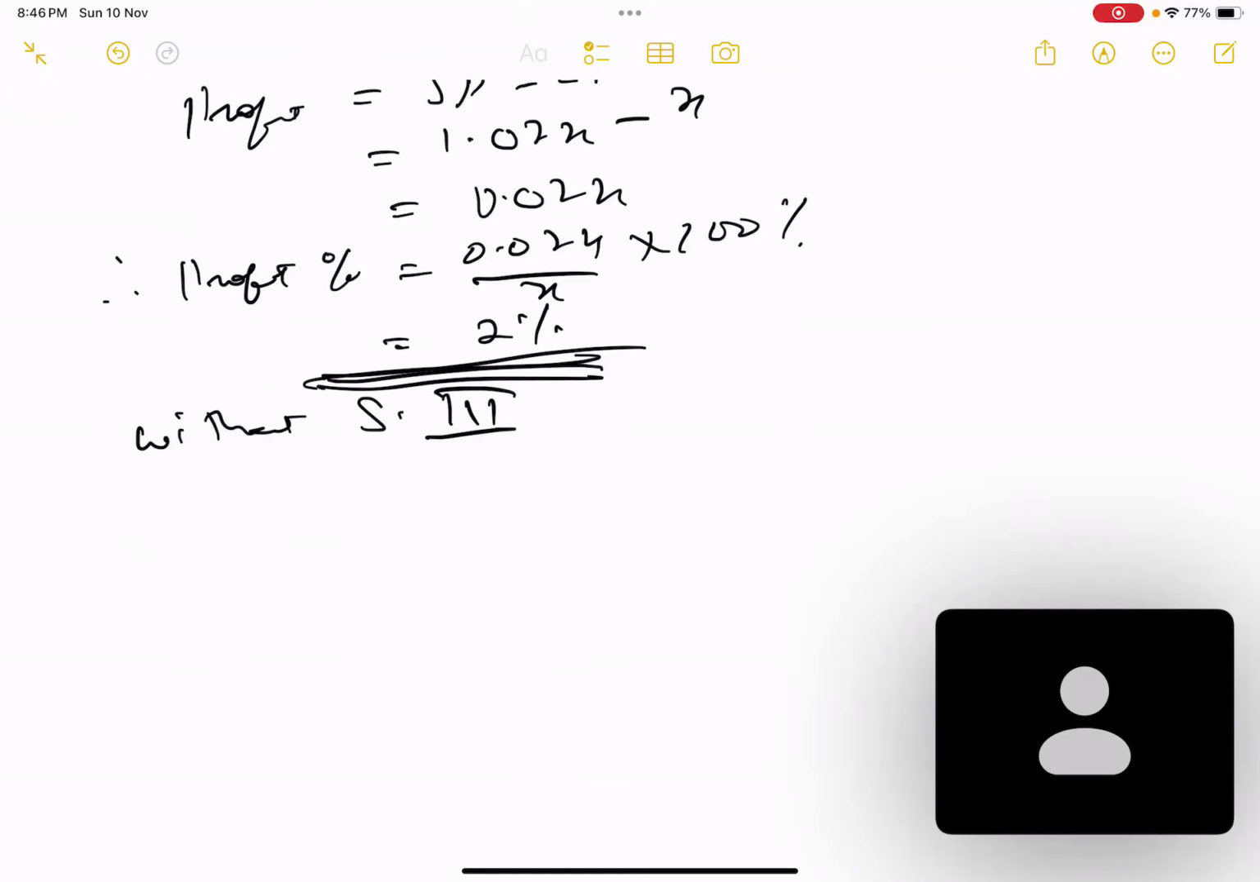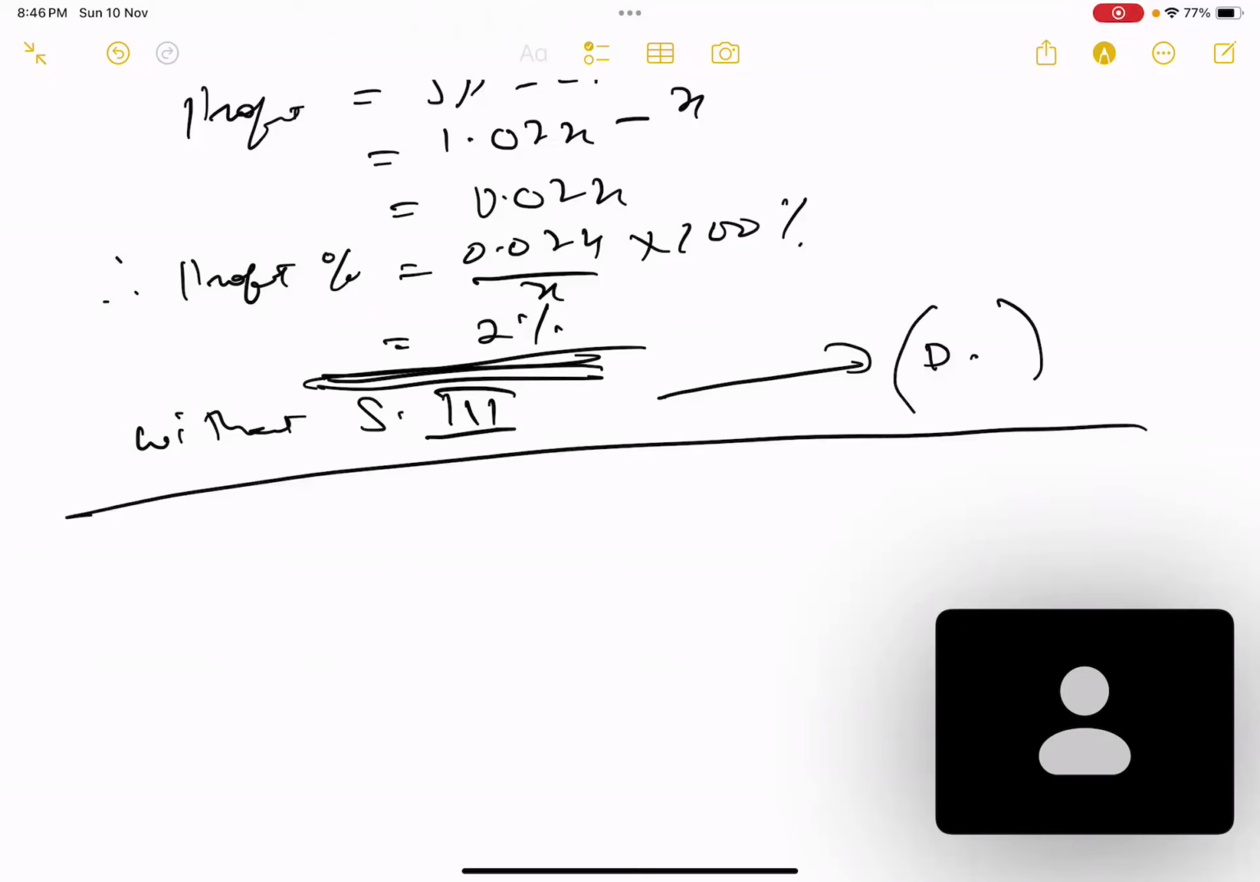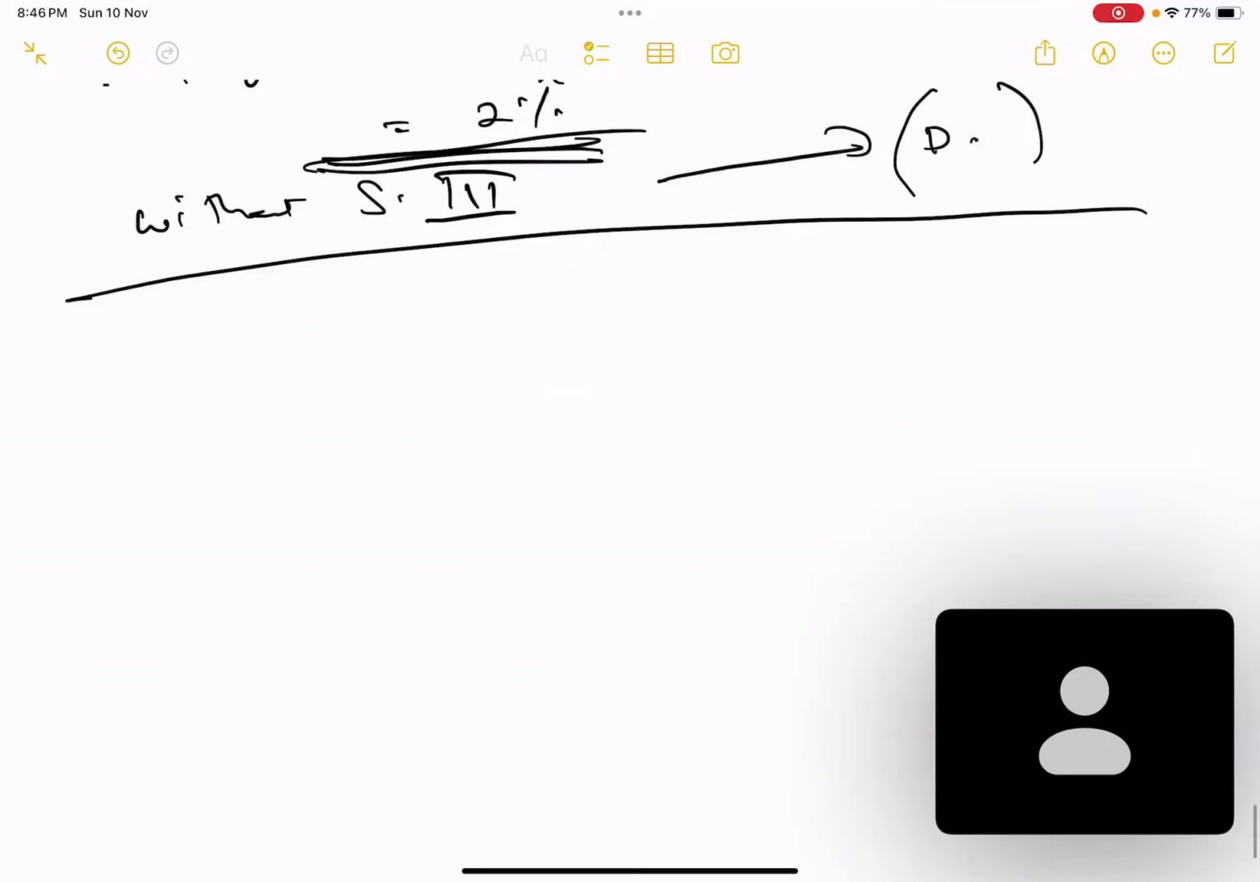So the answer is number D. That is, statement 1 and statement 2 are sufficient. So only with statement 1 and statement 2, it is sufficient to find out the profit percent. We don't need statement 3. Now let's come to number 12.